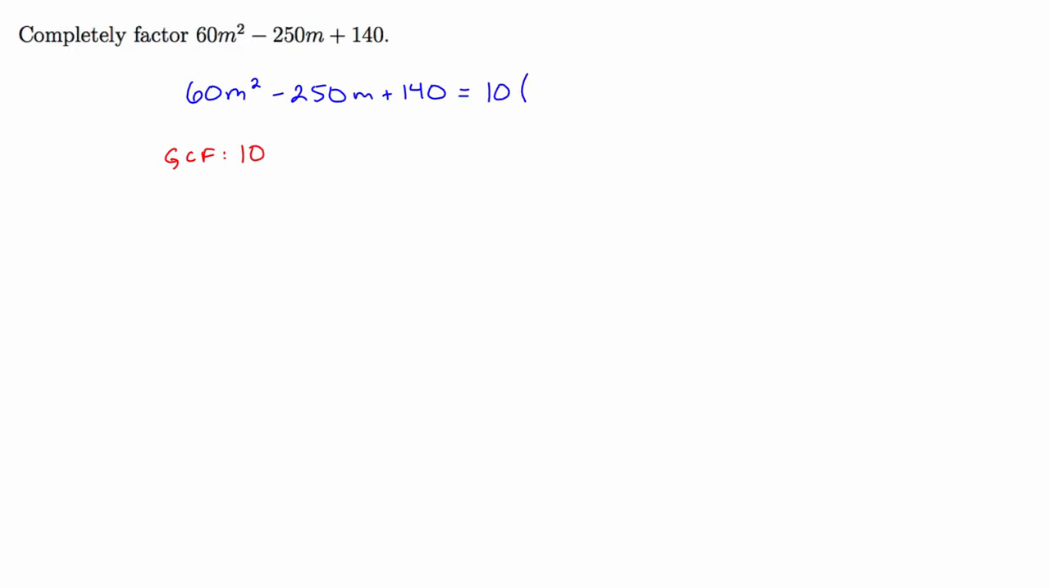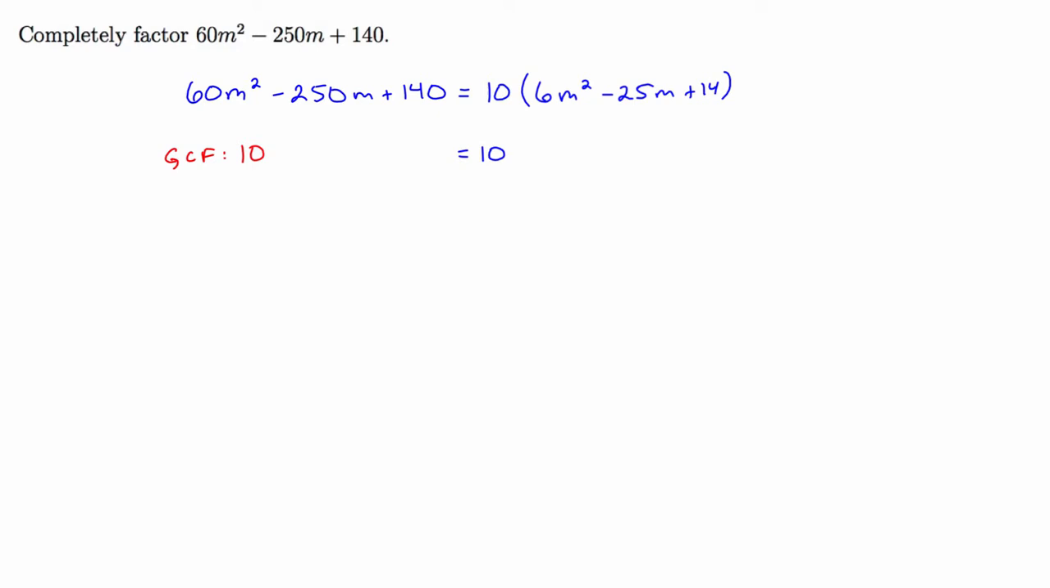So we'll bring the 10 outside the parentheses, and 60m squared divided by 10 is 6m squared. Negative 250m divided by 10 is negative 25m. And 140 divided by 10 is a positive 14. So we have 10 times a quantity, 6m squared minus 25m plus 14. For the remainder of the work, the 10 will simply sit in front of any future step that we do.